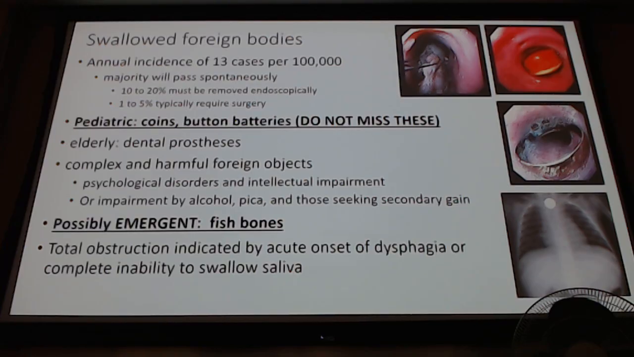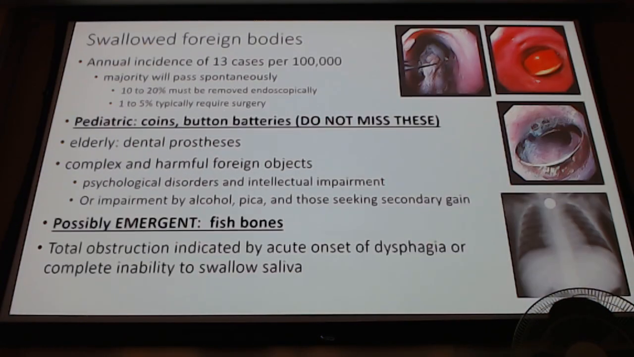Okay. Could be anything. Pediatrics, coin, button batteries. Do not miss these. If you suspect, or a parent suspects, a coin or a button battery, they go to the ER. And you call the ER and you tell them, hey, I have a kiddo with a button battery in their esophagus. Then the endoscope will most likely be already in the ER.